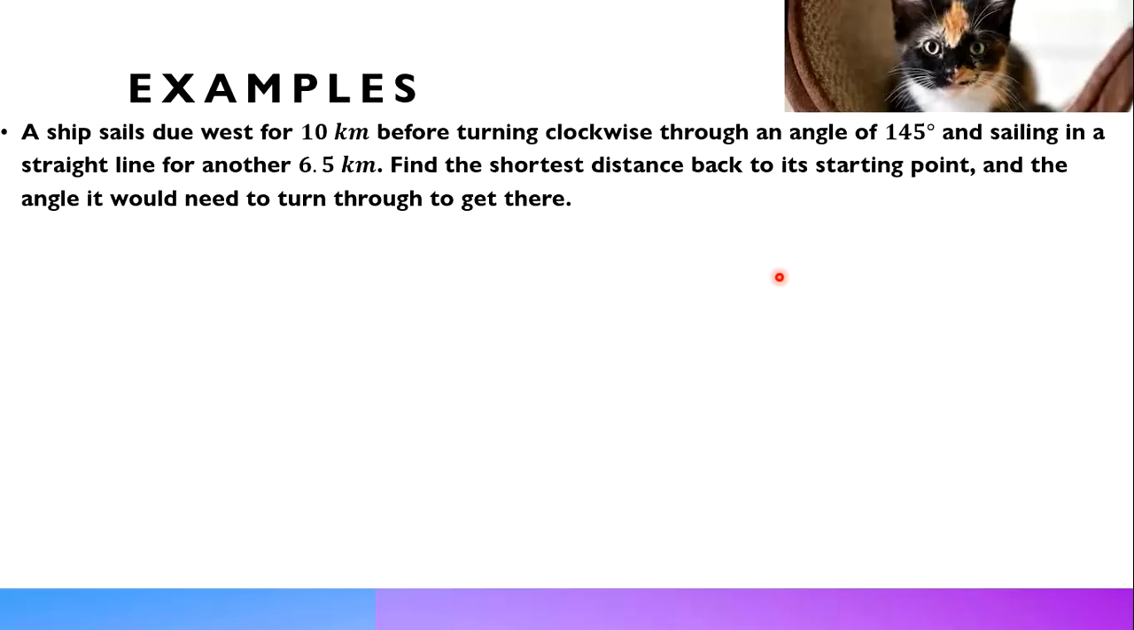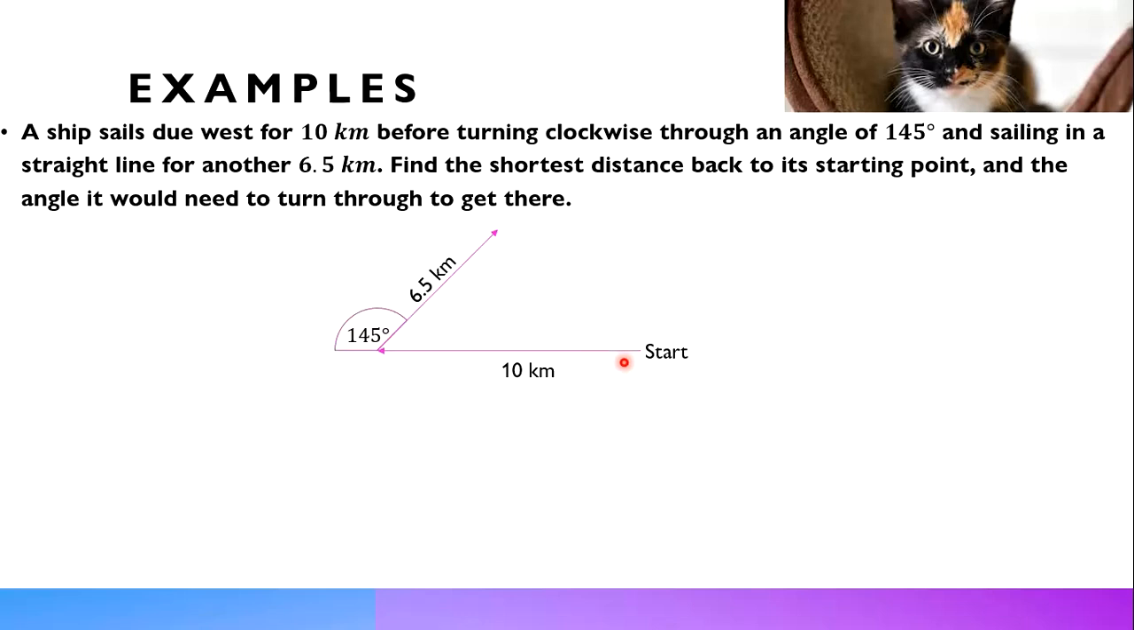Here's some examples then. A ship sails due west for 10 kilometres before turning clockwise through an angle of 145 degrees and sailing in a straight line for another 6.5 kilometres. Find the shortest distance back to its starting point and the angle it would need to turn through to get there.